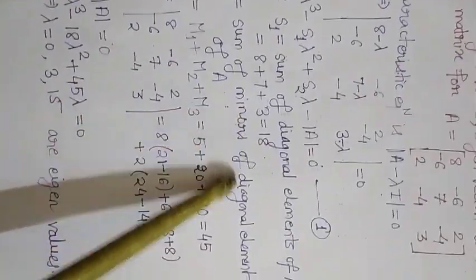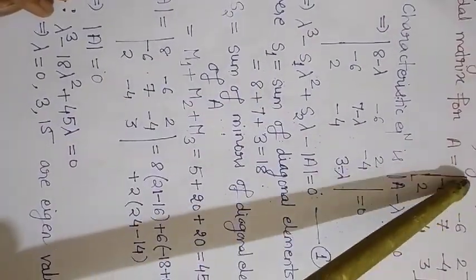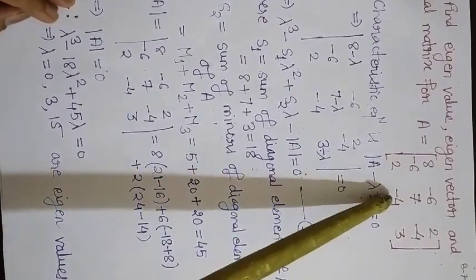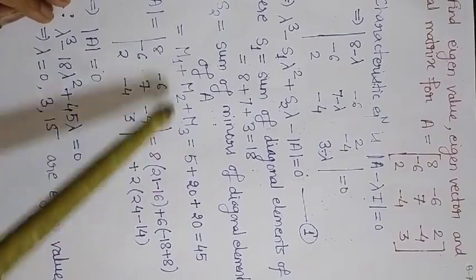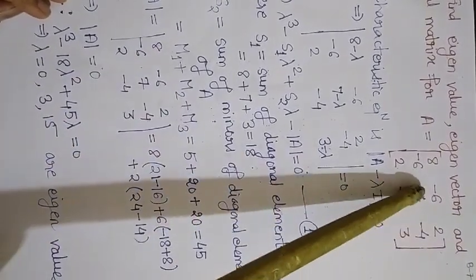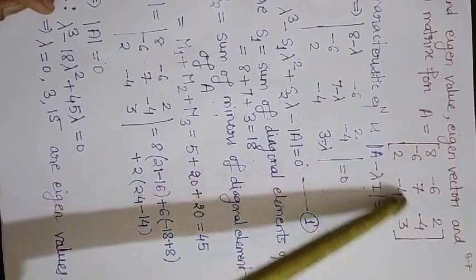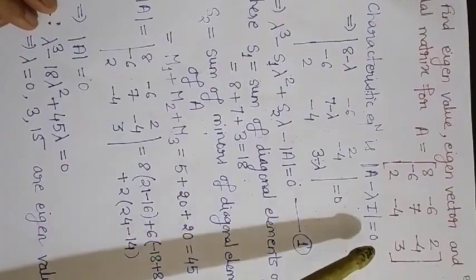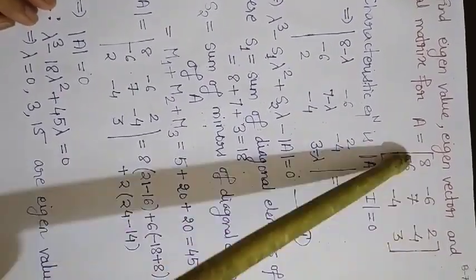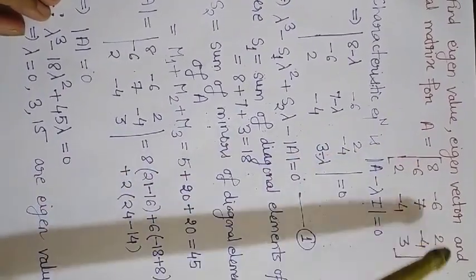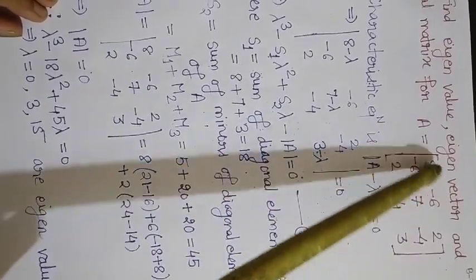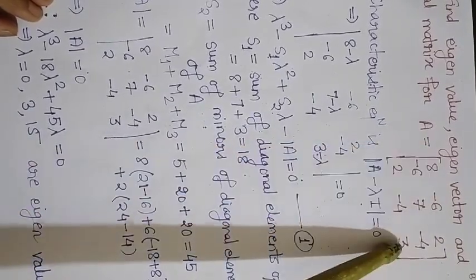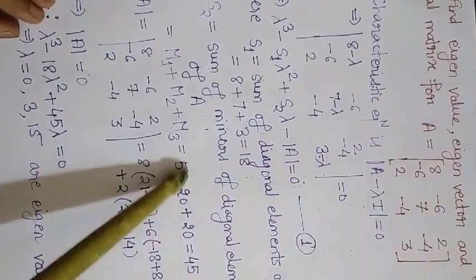S2 is the sum of minors of diagonal elements of A. The first diagonal element is 8, so its minor will be the determinant of [7, -4; -4, 3]. After simplifying, 7 threes are 21 minus 16, that is 5. Then plus M2, the minor of the second diagonal element 7. Delete all elements lying in the second row and column, and whatever is left, write it in a determinant. So we have [8, 2; 2, 3]. Simplify, 8 threes are 24 minus 4, that is 20.